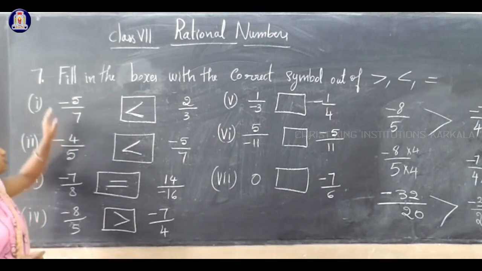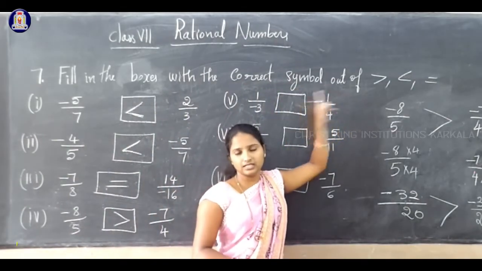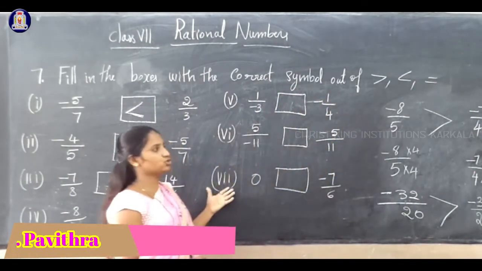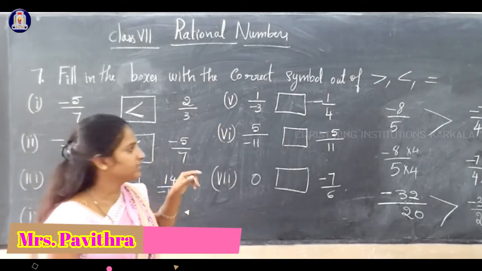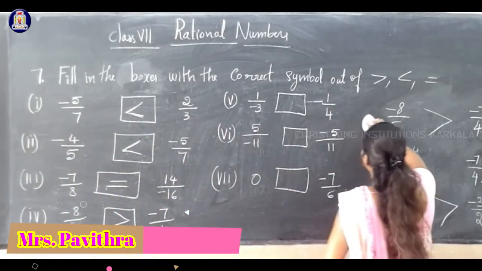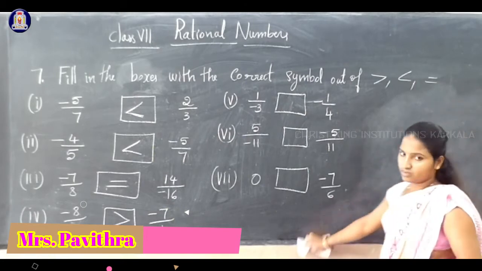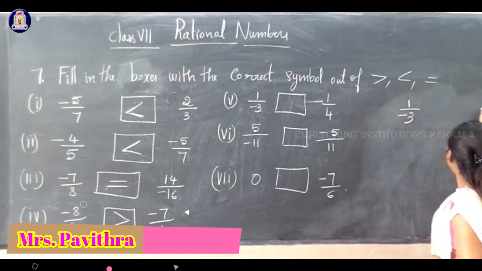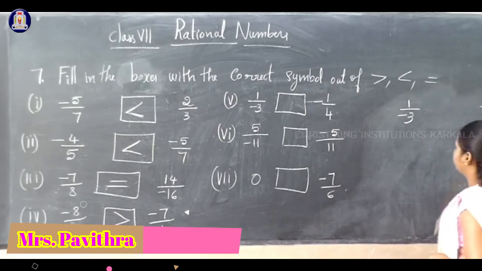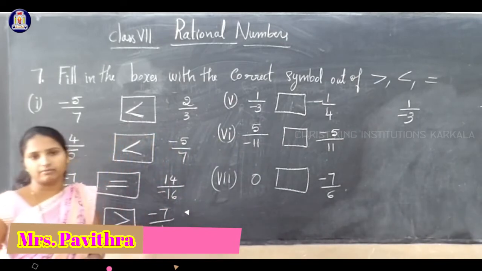So here you have to fill in the blanks with the correct symbol. These three symbols are given. Which symbol is suitable? That you want to identify. So now the fifth question. See the fifth question, that is 1 by minus 3 and minus 1 by 4.